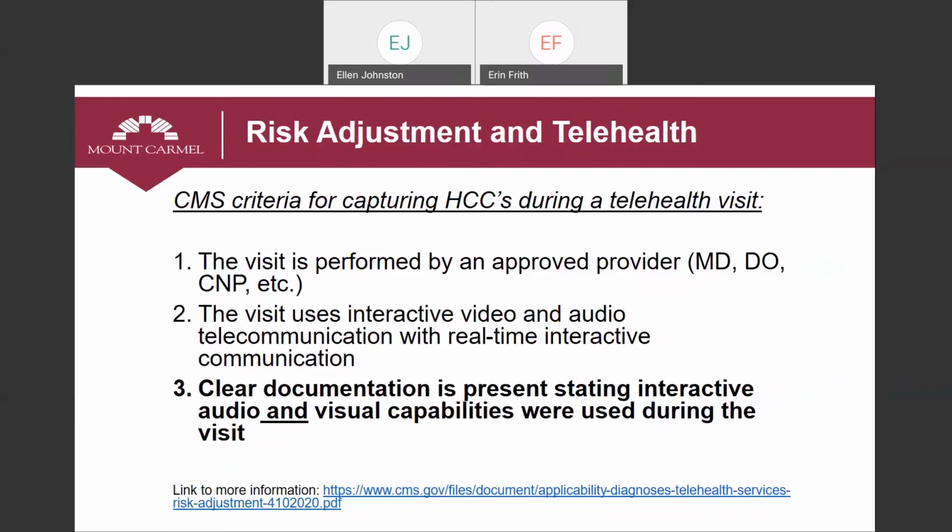Most importantly, it must be documented in the medical record that the visit was completed over telehealth with synchronous or real-time audio and video services used. Documenting this and the time of the visit in the medical record will keep the visit compliant with CMS when capturing and closing HCC gaps throughout the year.